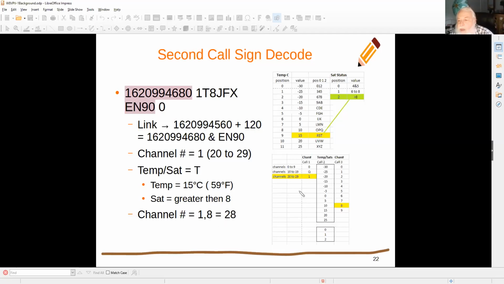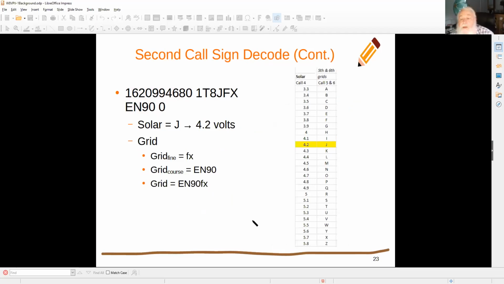Okay, and then from some additional information here, we can see the 3rd character here, the 8, tells us that it's channel 8. So it's 20 to 29, so it's actually channel 28 here. So all you have to do is add the 20 and the 8 here, and you know what channel it's broadcasting on, or transmitting on.